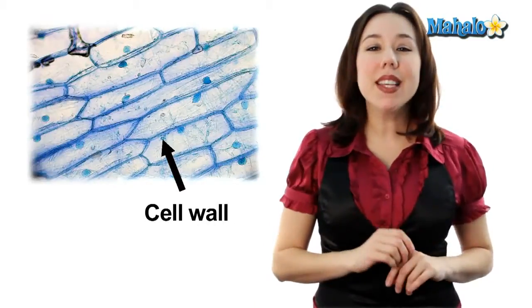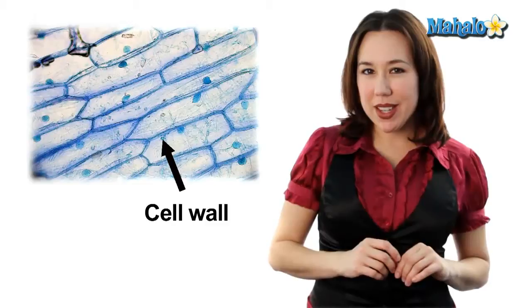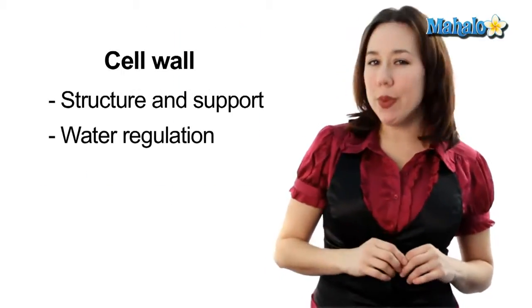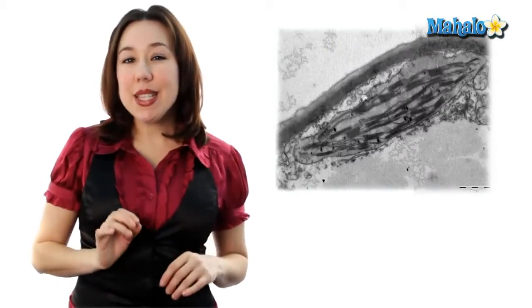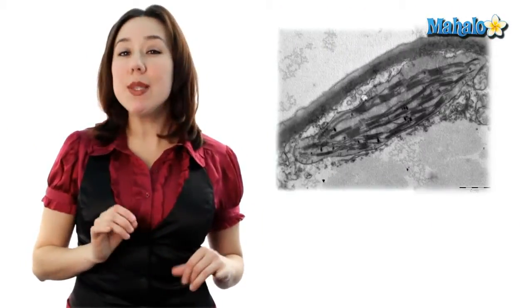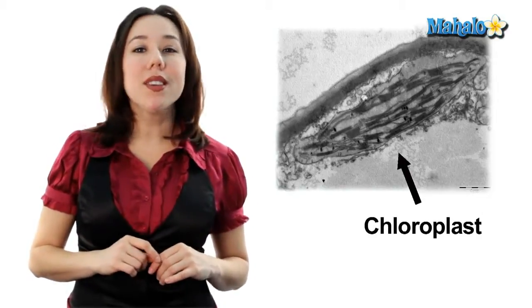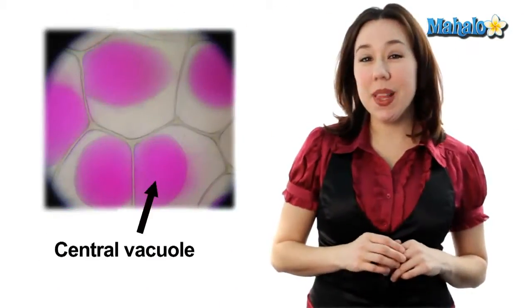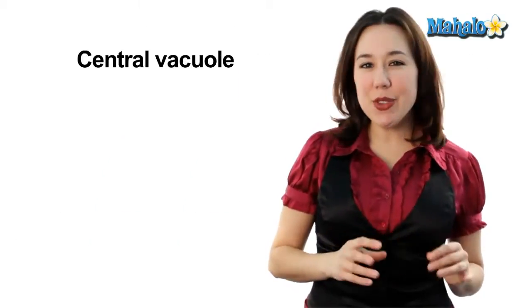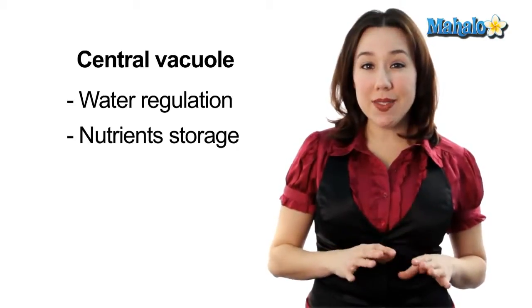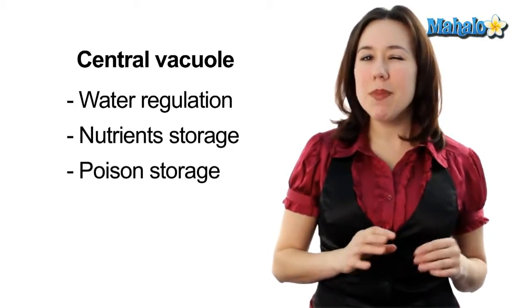Let's start with the organelles that plant cells have that you will not find in animal cells. First, plant cells have a rigid cell wall made from cellulose. This rigid cell wall helps to give the plant some structure and support, and also helps with water regulation. Second, since plants are photosynthetic, they have to have a special organelle to make that photosynthesis happen. That special organelle is called chloroplasts. Finally, plant cells have a central vacuole. The central vacuole is responsible for water regulation, storage of nutrients, and even sometimes storing poisons, depending on what species you're talking about.